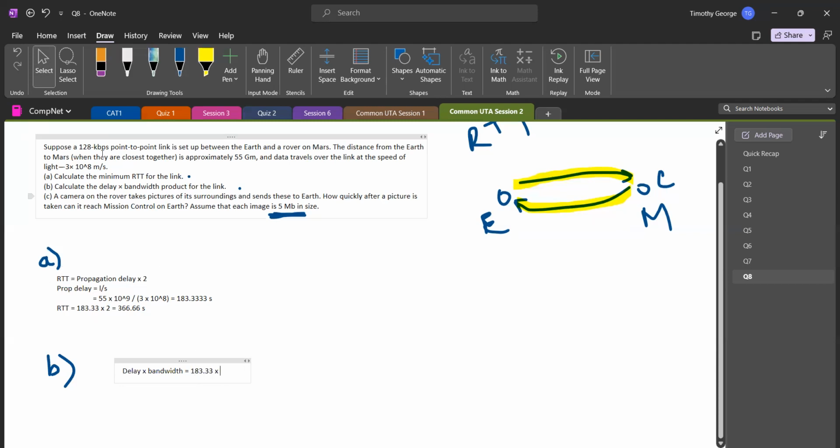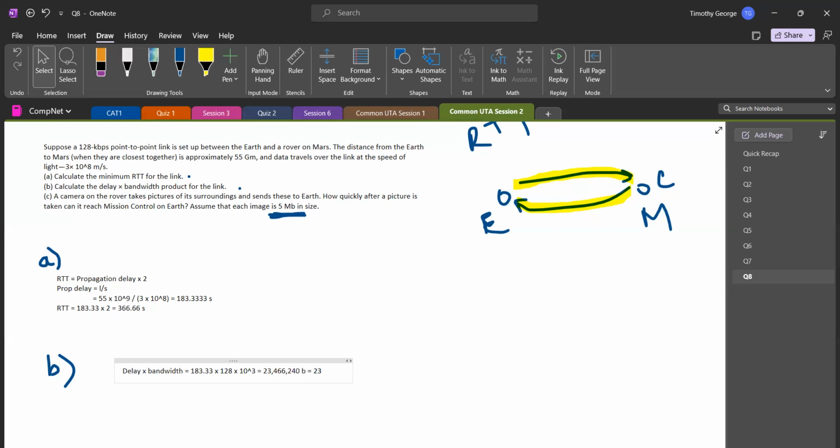So it's 183.33. Now what is the bandwidth? 128. Okay, so bandwidth is in kilobits, so we need to do 10 to the power 3 because it's kilo. That's it. So we're getting 23,466,240 bits, because 183 is in seconds and it is 128 kilobits per second. So finally the answer is going to be in bits. Or you can write this in a more general form: 23.4, let's round to 47 megabits.